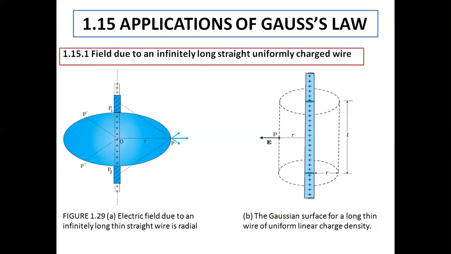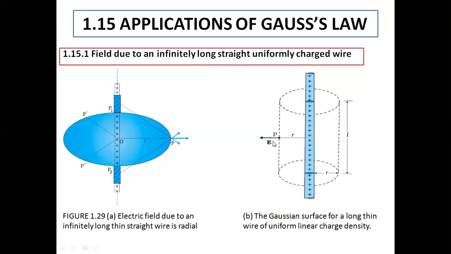Now we have to consider a Gaussian surface. As shown in figure b, the Gaussian surface for the long thin wire of uniform linear charge density is a cylindrical form, the dotted line in the figure, considered as a Gaussian surface. The length of the Gaussian surface is small l, and we need to find the electric field at point P because of this infinitely long straight wire.